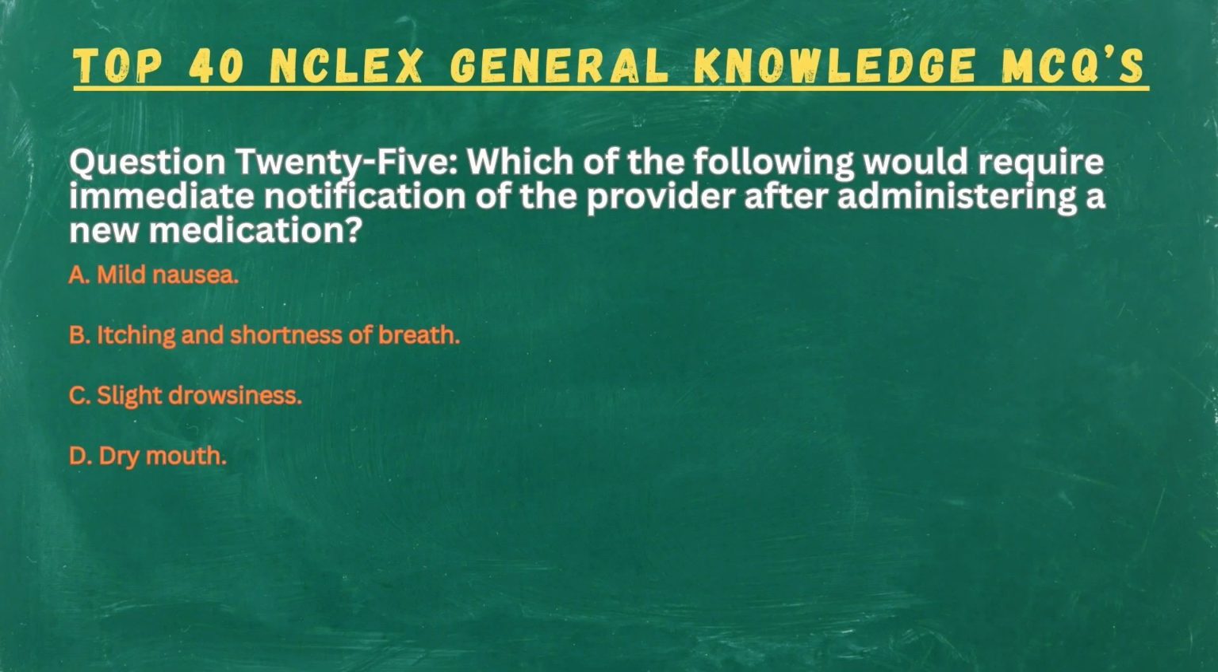Question 25. Which of the following would require immediate notification of the provider after administering a new medication? A. Mild nausea. B. Itching and shortness of breath. C. Slight drowsiness. D. Dry mouth. Answer: B. Itching and shortness of breath.